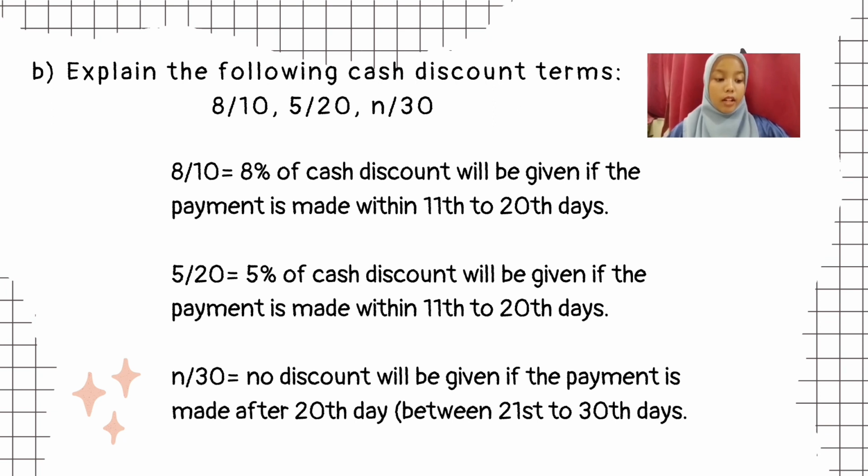For question B, explain the following cash discount terms: 8/10, 5/20, and N/30. 8 percent of cash discount will be given if the payment is made within 10 days. And 5% of cash discount will be given if the payment is made within 11 to 20 days. And for the last, N/30, you will not receive any discount if the payment is made after the 21st day until 30 days.